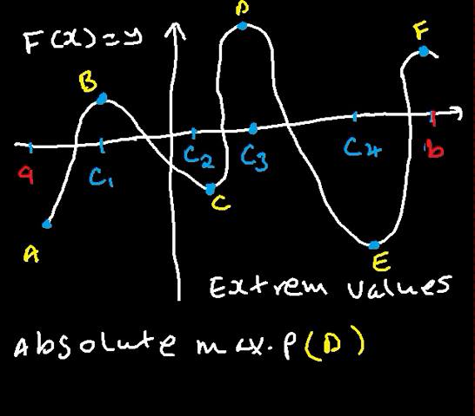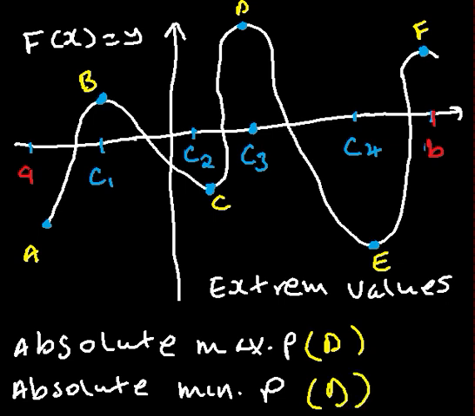And what is the point which is the lowest point overall? The lowest point overall is given as point E. And therefore a point E is known as the absolute minimum, the one which is the lowest of all. That is the absolute minimum point, and that should be a point E, as you can see there.